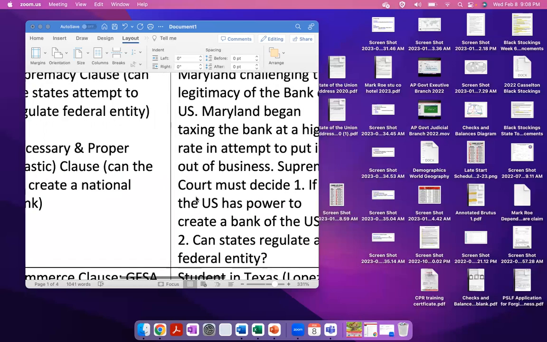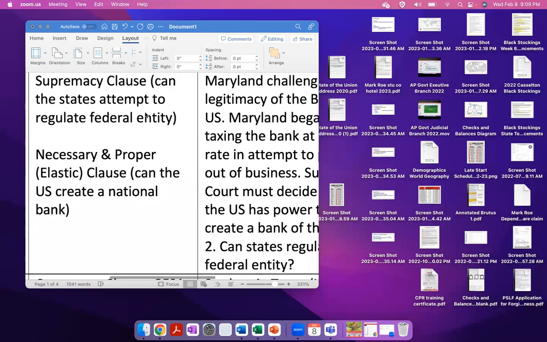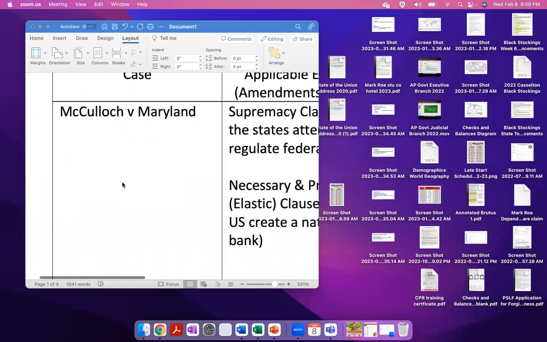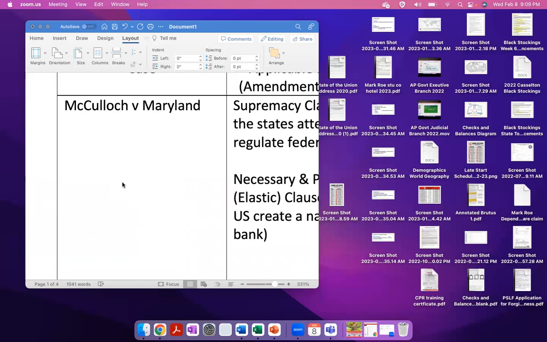Again, the Supremacy Clause deals with the conflict between Maryland and the U.S. government as far as whether Maryland can regulate. The Necessary and Proper Clause answers the question that yes, in order to carry out the enumerated powers of Congress, the national government can in fact create a national bank. So we would view this federalism case, McCulloch versus Maryland, early 1800s, as an early win for the U.S. national government.